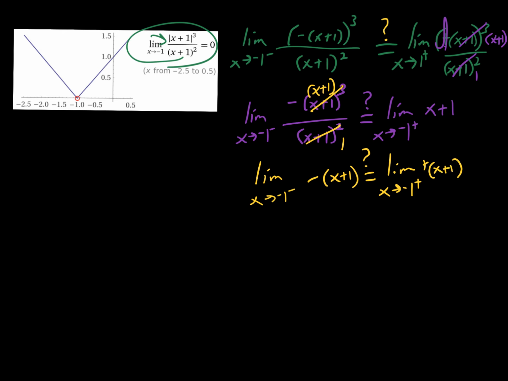Let's plug in and see what happens. -1, you're going to have a negative -1 plus 1. Does that equal a positive -1 plus 1? -0 does equal positive 0. The limit is 0.